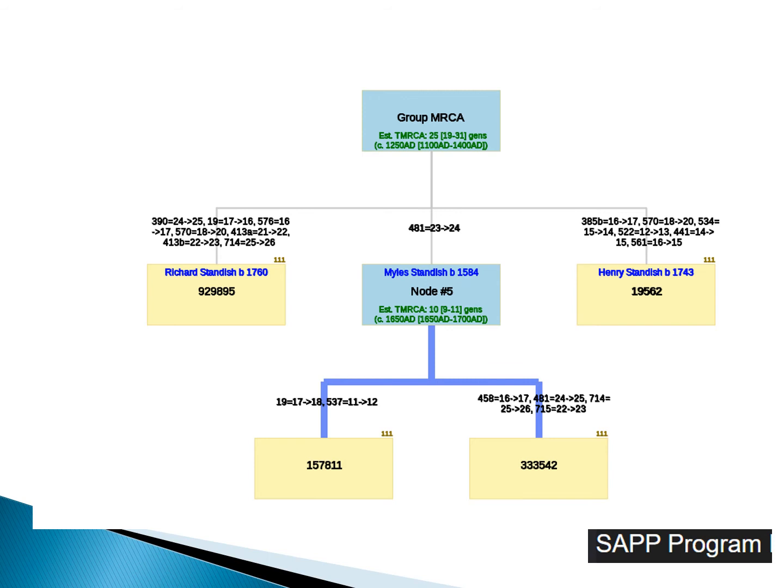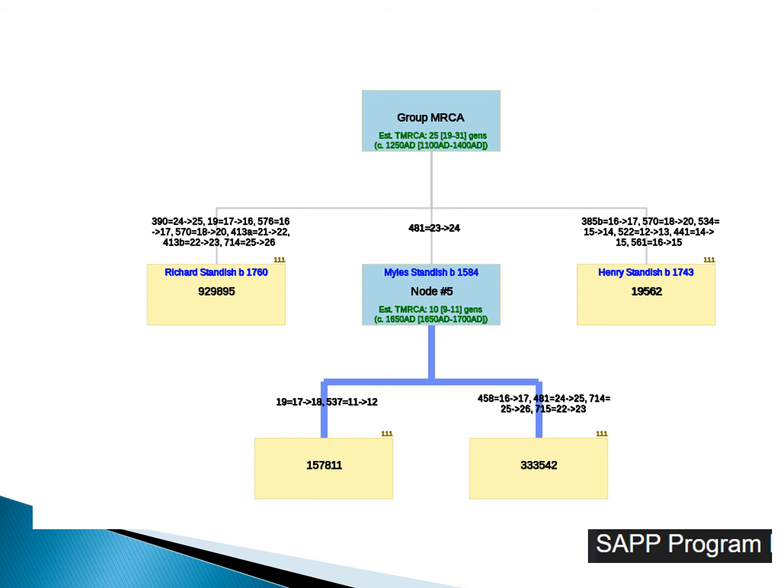The thickness of the line shows the confidence level for the 2 Miles Standish men and suggests a TMRCA of 10 generations in about 1650 AD, which is close to the birth date of Miles Standish of about 1584. At the top of the chart, it shows a group MRCA of 25 generations in about 1250 AD, with a range of 1100 AD to 1400 AD. This is for all the Standish men.